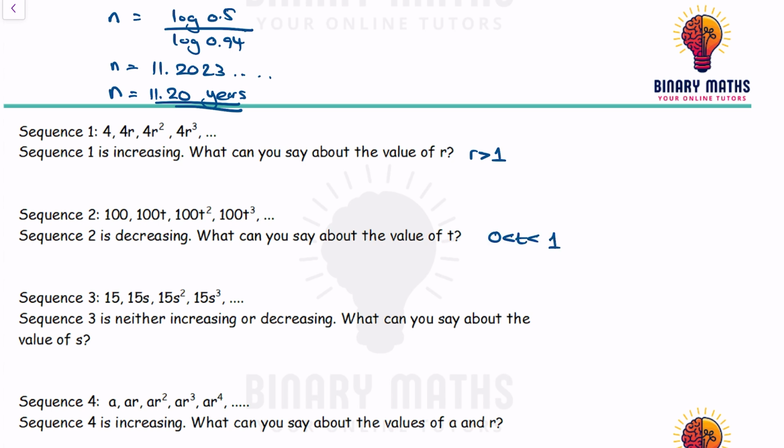0 and 1, because that would mean as we're multiplying by t, the number is getting smaller because the number is between 0 and 1. So the effect t has is it makes the value smaller.